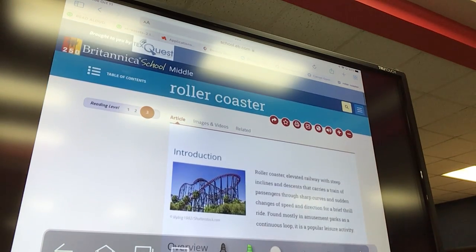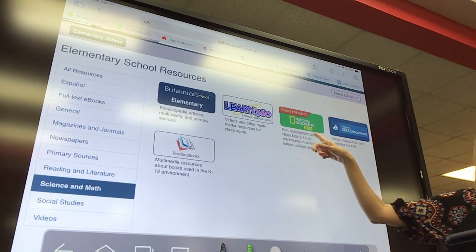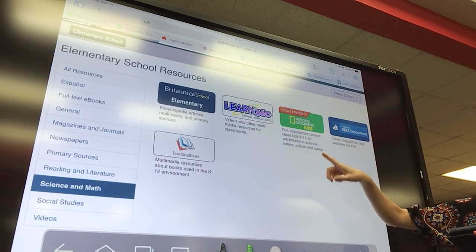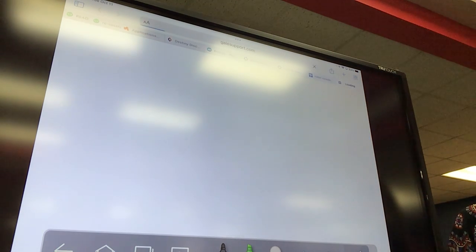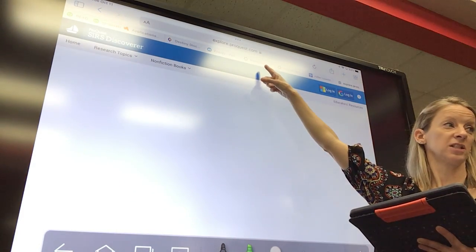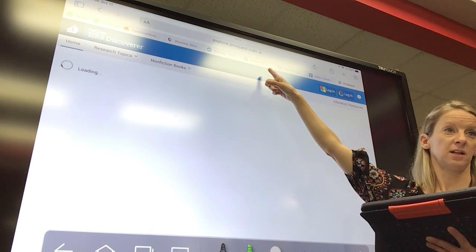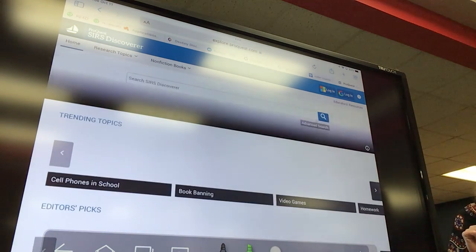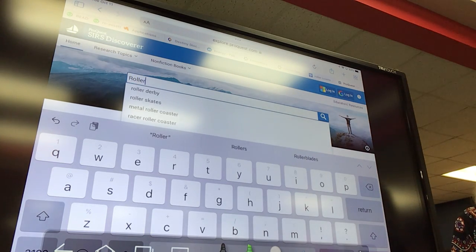Yeah. Okay, so the other thing we can do is we can go back to where we started and we can try some of the other ones, okay? So if I go over here to this ProQuest SIRS Discovery, let's try that one. Same thing. So if you want to go back, you have these little tabs at the top. Just click your tab to go back to where all the databases are. Because you can have more than one open at a time, okay? And mine's loading. I hope I don't lose internet. So I'm going to type in roller coaster on this one.